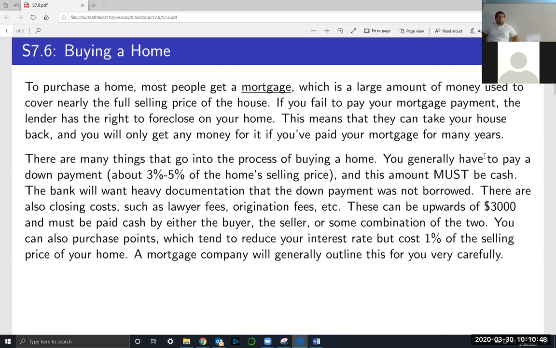You also have a bunch of fees that go into it. Closing costs, lawyer fees, origination fees. You usually have to get somebody from the county to come out and inspect it. All sorts of different things. It's a huge deal, and it's not like just going out and buying a house. Maybe some rich people can just throw some money at somebody and say, I want your house. But it is generally not that easy.